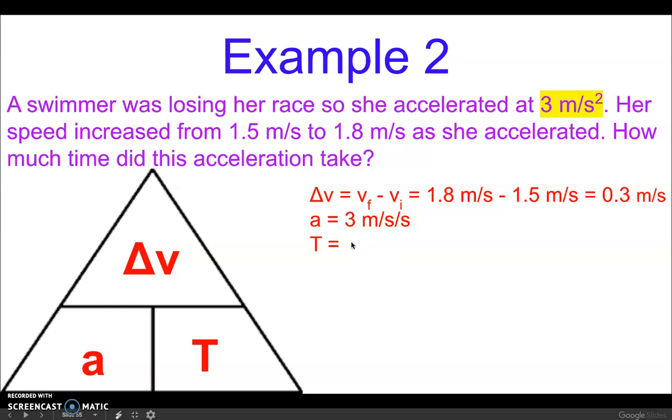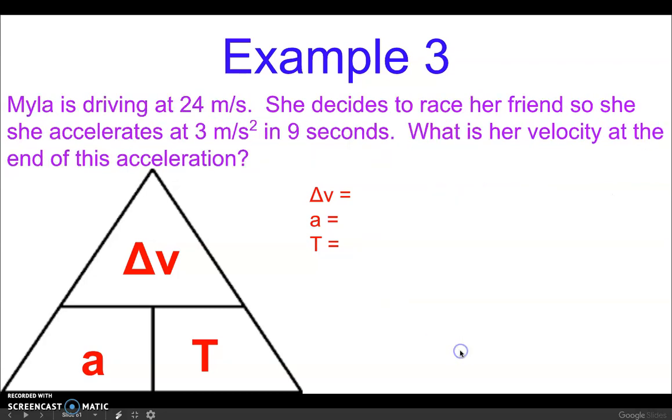So then the time, how much time did this acceleration take? Well, that's our unknown, so we're going to put a question mark there. We're going to cover up time in the formula. Time equals delta V over A. Time equals 0.3 divided by 3. Our delta V is 0.3. Our acceleration is 3 meters per second. 0.3 divided by 3 equals 0.1 seconds. So that's our time.